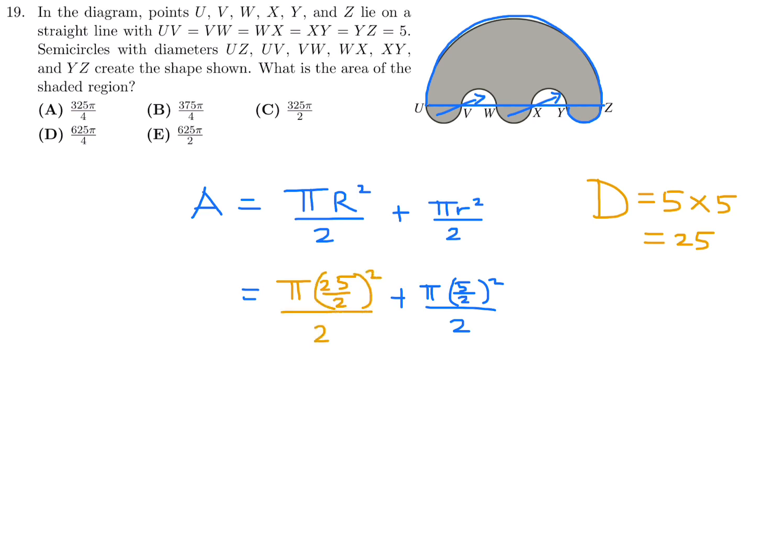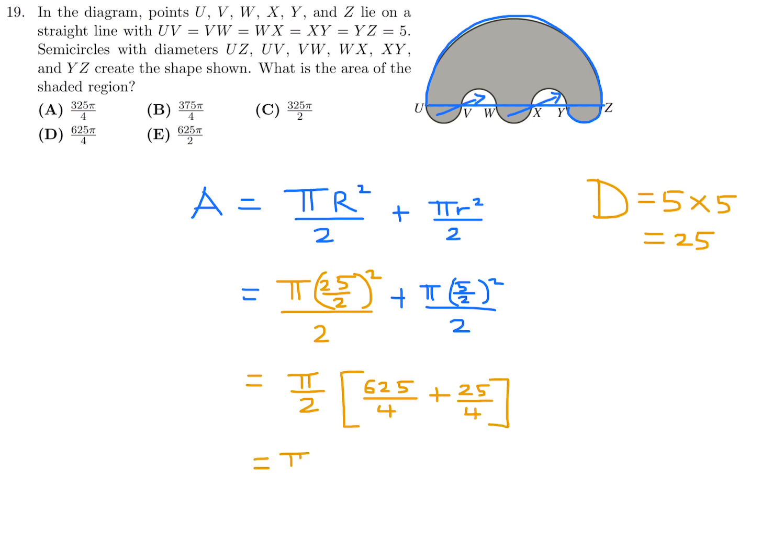So this is going to give us our answer, and it's going to be one of these, obviously. So let's see what this brings us. We can factor out a pi over 2. And this is 25 squared, which is 625, over 2 squared, which is 4. 5 squared is 25, over 2 squared, which is 4.